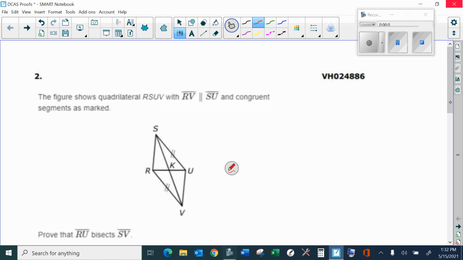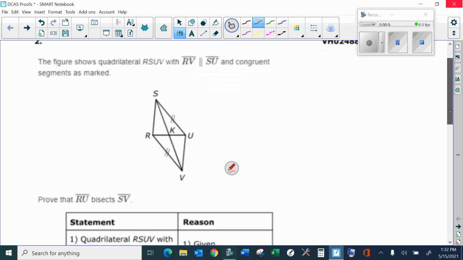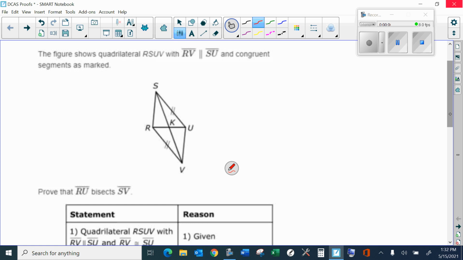Okay, students, we're going to go over proof problems from old DCAS problems here. The figure shows quadrilateral RSUV. Notice it says quadrilateral. It didn't tell me parallelogram this time. But it says that RV is parallel to SU. Notice they didn't put the parallel symbols on there, so you need to look for that and put it on yourself if it's not already marked. And congruent segments as marked.